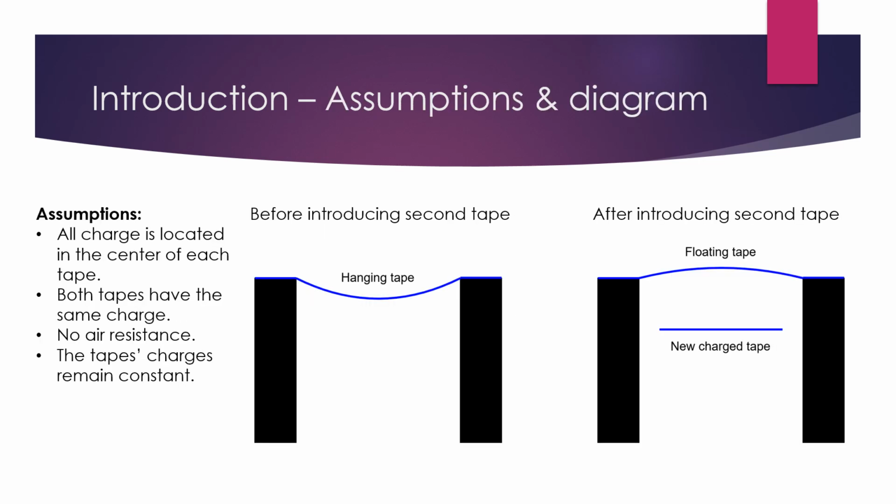Some of the assumptions made are that all charge is located in the center of each tape, that both tapes have the same charge, there is no air resistance, and the tape's charges remain constant. As we can see in the diagrams, the tape is originally hanging, but after introducing another charged tape below it, it starts to float.